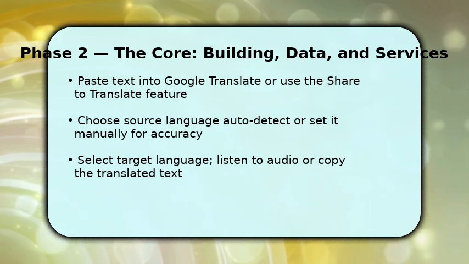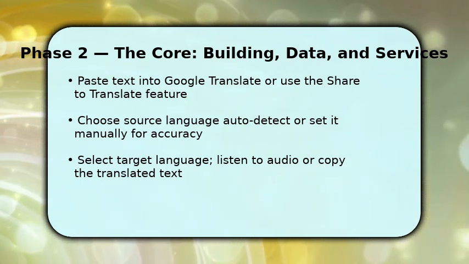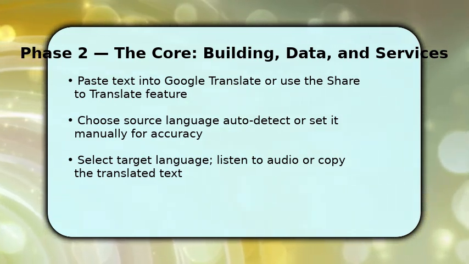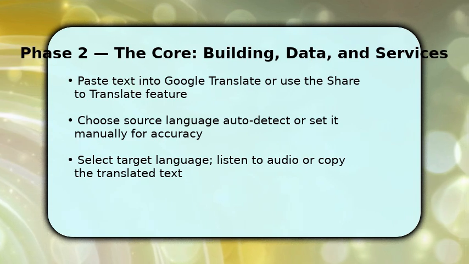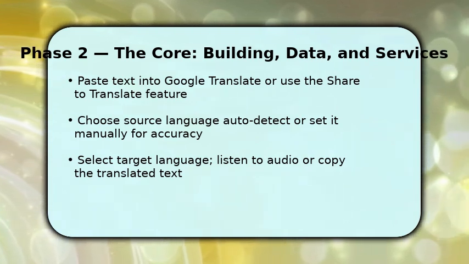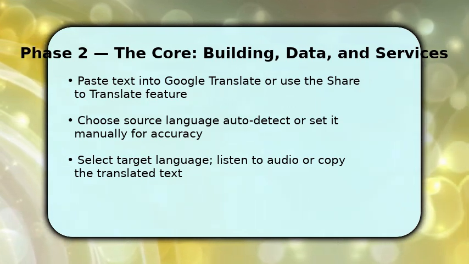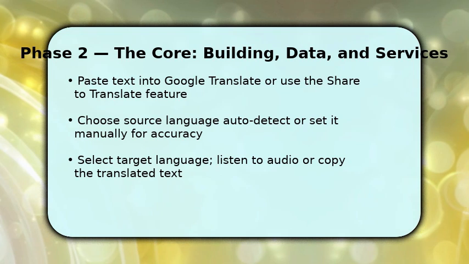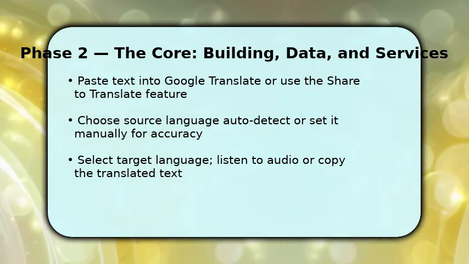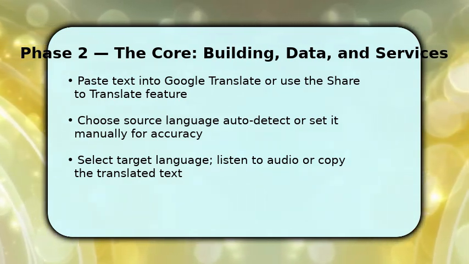Choose Auto Detect for unknown languages, but set the source explicitly if you know it, because accuracy improves. Select your target language, then read the translation or tap the speaker icon to hear pronunciation. Make sure to review idioms and names. Literal translations can mislead, so edit the output before sending your response back in Messenger.